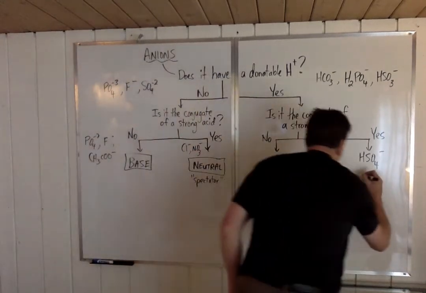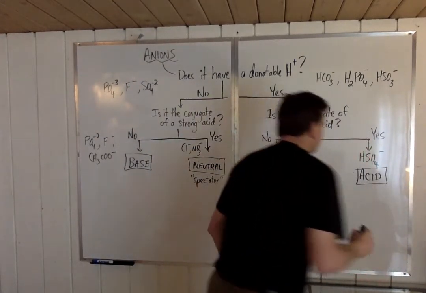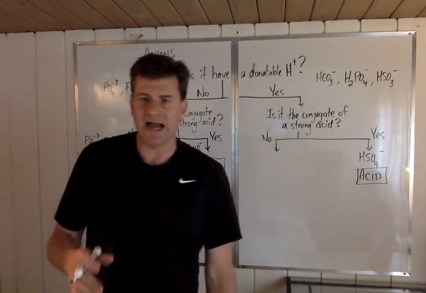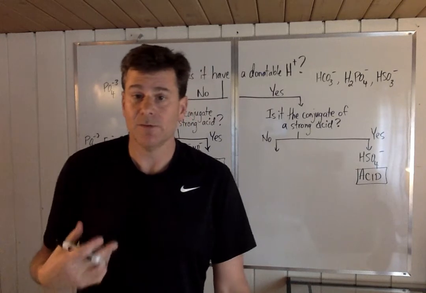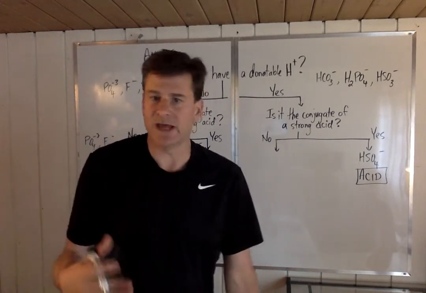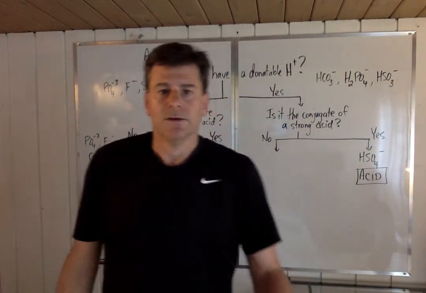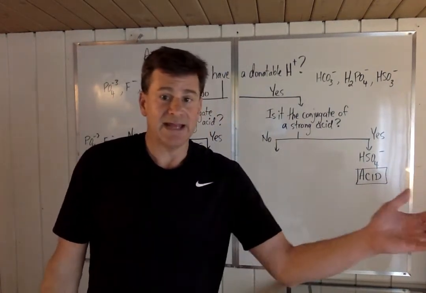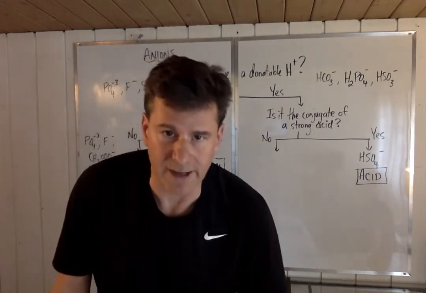And if you're HSO4 minus, that thing is an acid. Why is it an acid? I don't even have to check to see if it's a base. Well, it's the conjugate of a strong acid, and when you're the conjugate of a strong acid, you never act as a base, as we just went through. So if it's got a donatable H but can't act as a base, then it must just be an acid. That's all it is. It's only one thing.